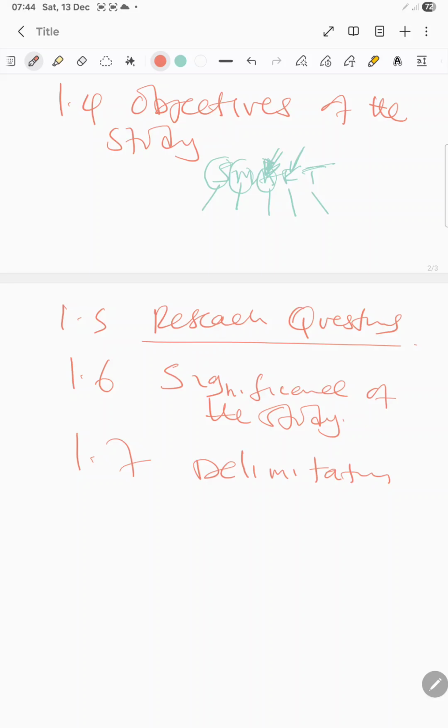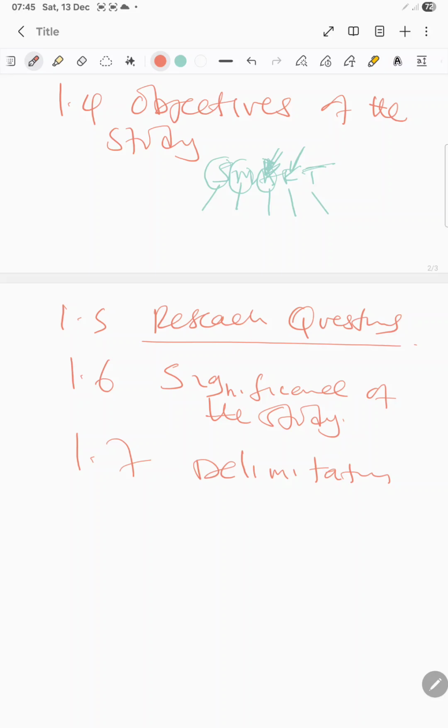The delimitation of the study is simply the place where you are conducting the research from. So for instance, if you are conducting your research in Chongwe district, you say that the research will be delimited to Chongwe district of Lusaka province, Zambia. So the delimitation of the study in research is simply the place where you are conducting the research from.